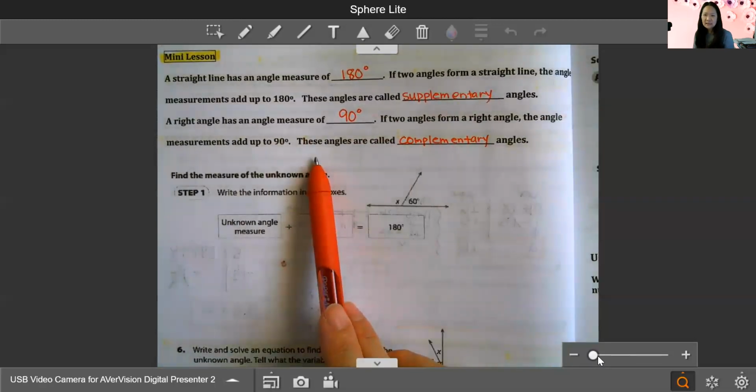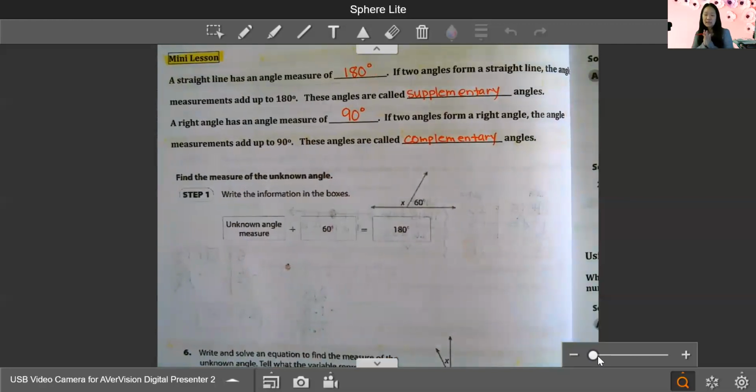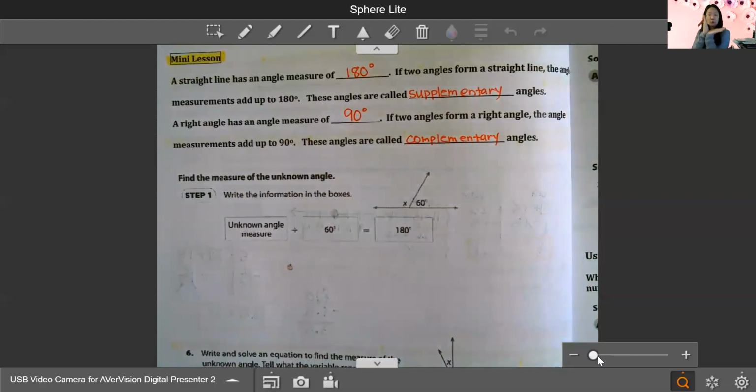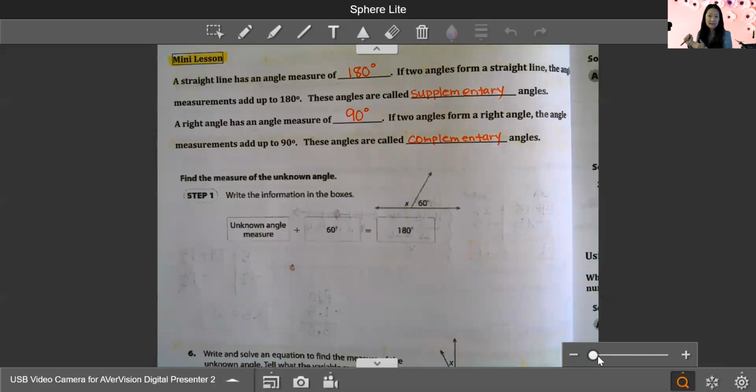So hopefully what I said makes sense, okay? When you have two angles that when you put together form a right angle, those are called complementary angles. Or when you add those angle measurements and they equal 90 degrees together, they're also called complementary angles. If two angles form a straight line together, supplementary angles. Or if those angle measurements add up to 180, also supplementary angles.